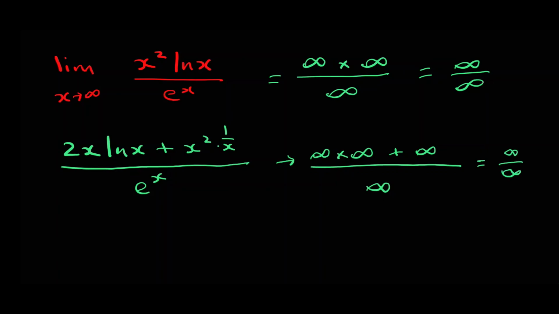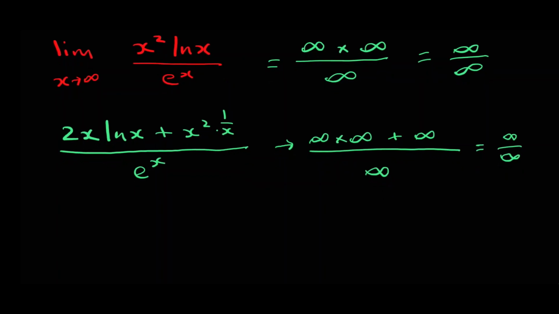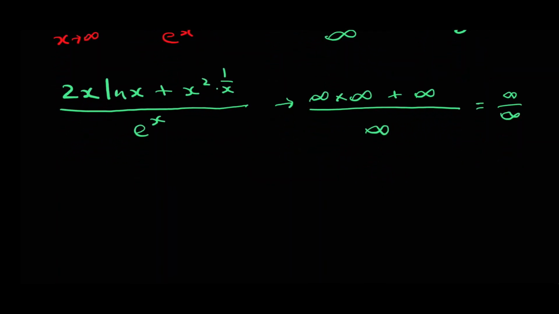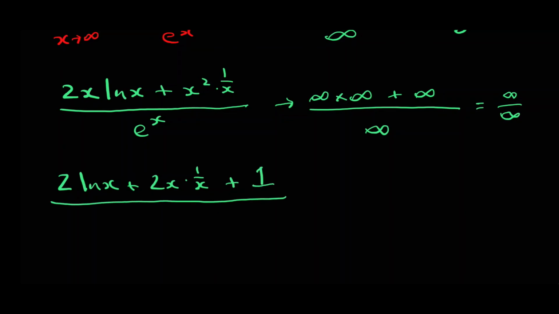So still indeterminate, but we can keep going. So let's differentiate the top and the bottom again. So differentiating 2x ln x using the product rule again, we get 2 ln x plus 2x times 1 on x. Then differentiating x squared times 1 on x, which just equals x, we're going to get 1. And once again, the derivative of e to the power of x is e to the power of x.